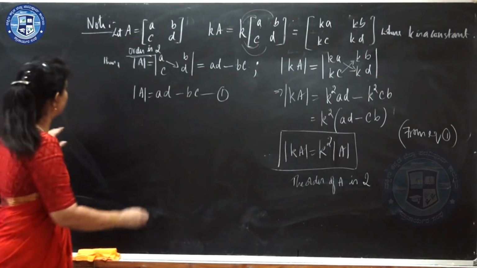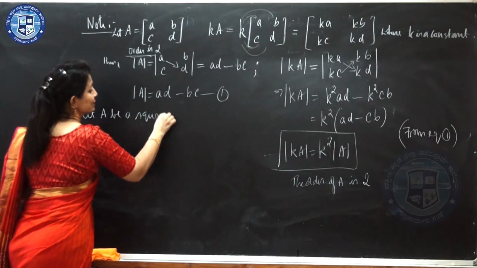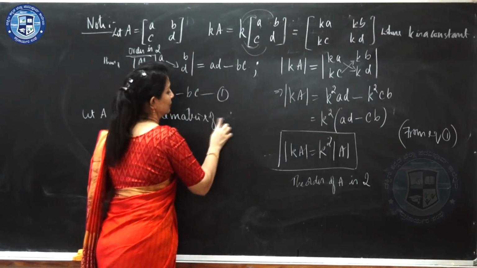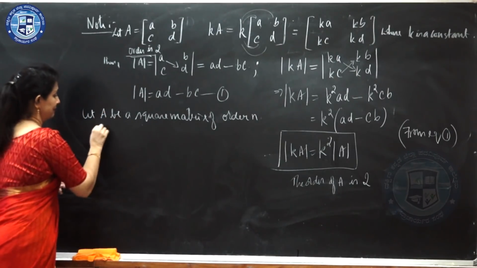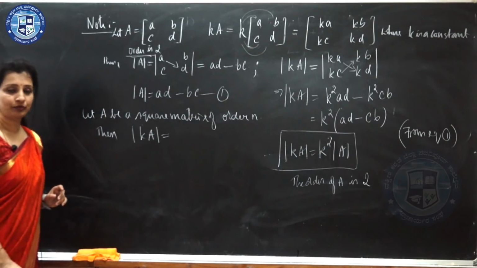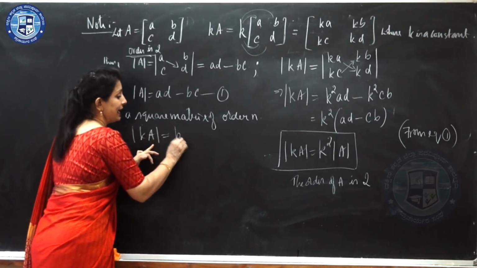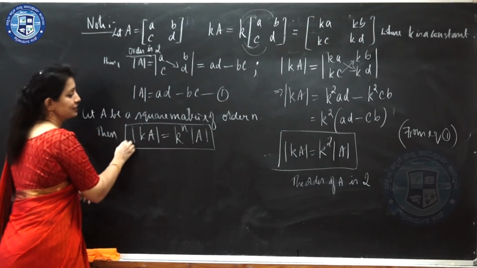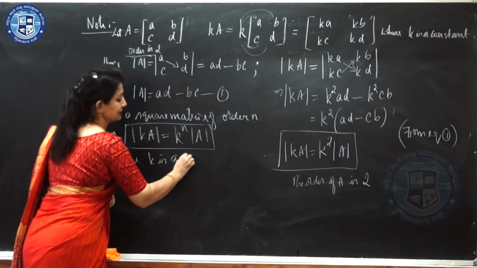So a very important result. Let A be a square matrix of order n. Then determinant of K into A is equal to K to the power n into determinant A, where K is a constant.